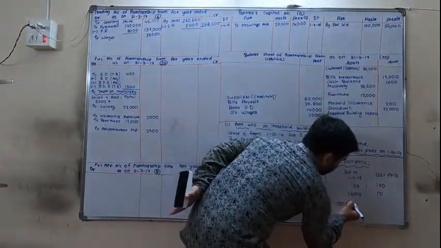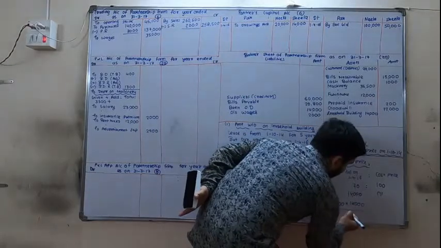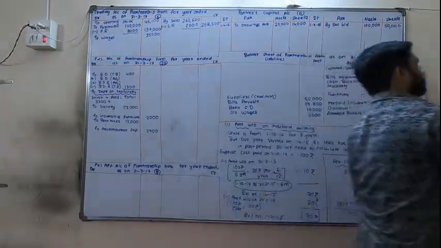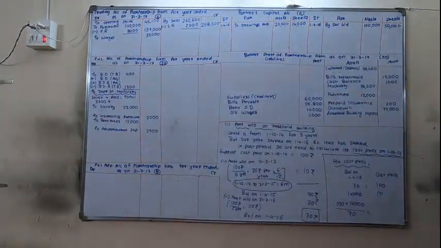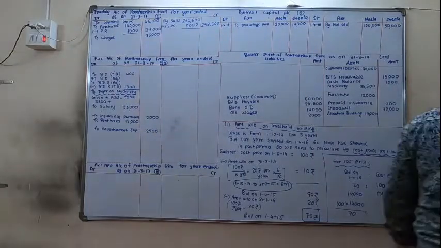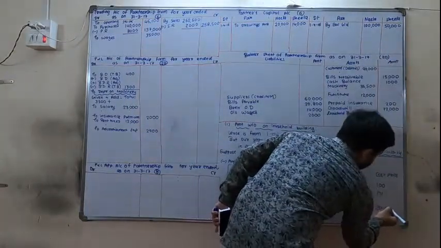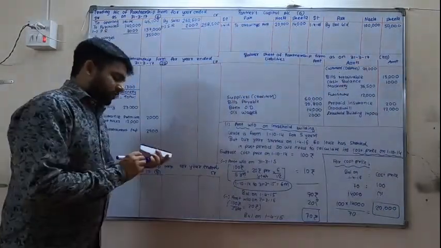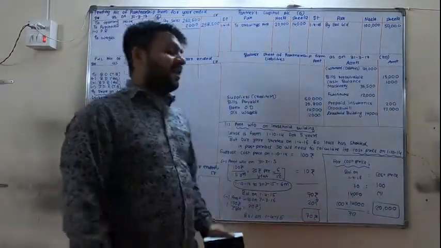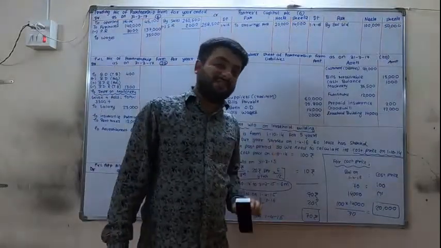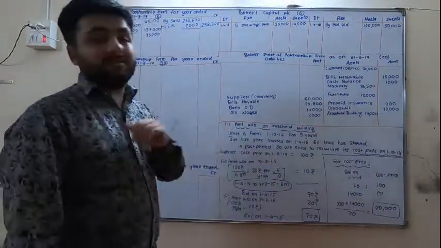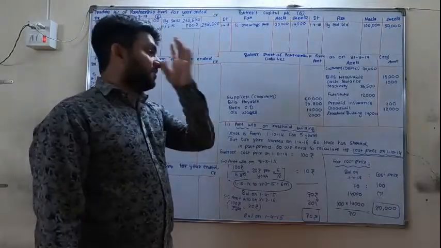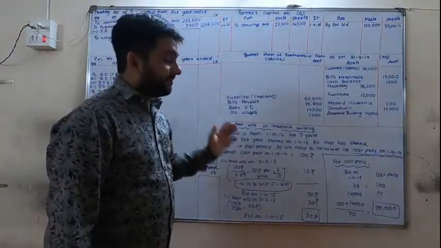So whenever we have a balance on 1/4/16 of 14,000, what is the amount of cost price? So 100 into 14,000 divided by 70, it is 20,000. Cost price is 20,000. Now we can calculate depreciation. This was just to find out the cost price.